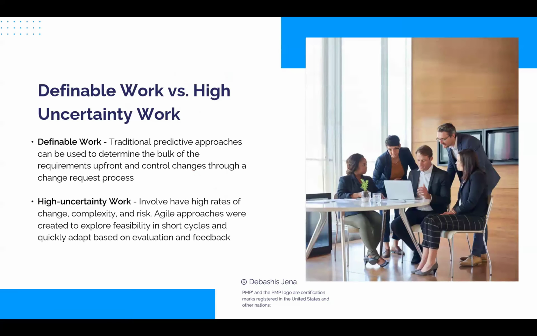We already understood where to use agile. I repeat that: there are 2 types of work, definable work and high uncertainty work. Definable work means the scope is fully detailed, the requirements are known upfront, and we're not expecting changes to happen. If that's the case, do we use agile? Please don't. Use predictive for this work.